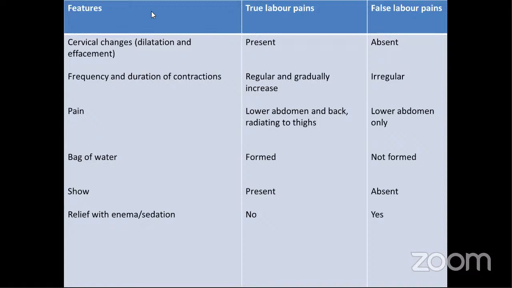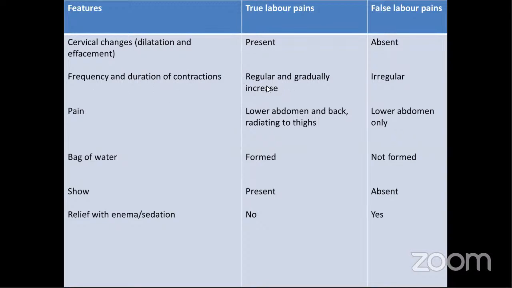When a patient has true labor pain, the cervical changes, that is dilatation and effacement, will be present. This is one of the very important criteria to say that the patient is in labor. So whenever the patient comes to you with pains, after doing the general examination and examining the uterus for the contractions, you have to do a pelvic examination and see if the expected changes in the cervix, dilatation and effacement, are present or not. They are present in true labor pains, and absent in false labor pains.